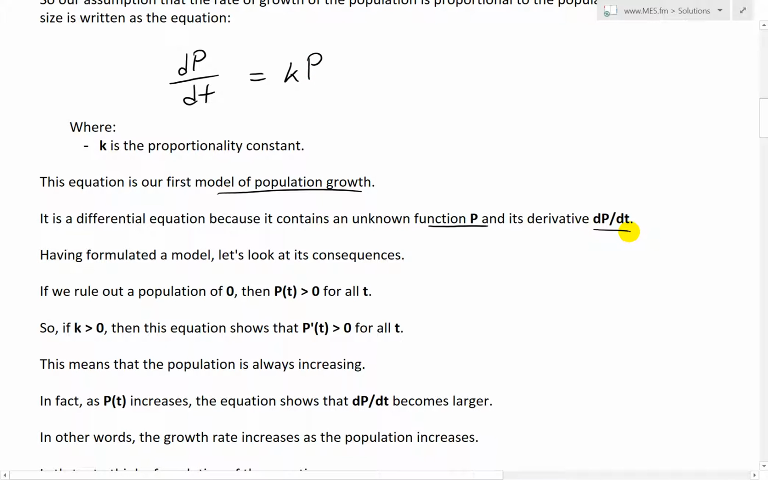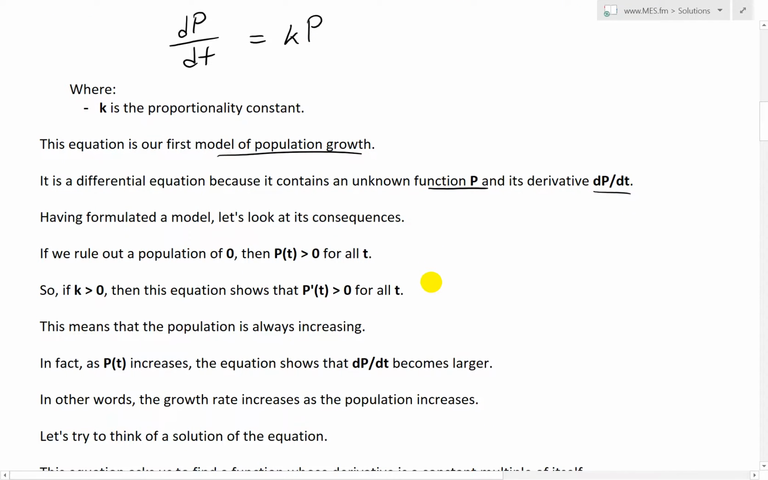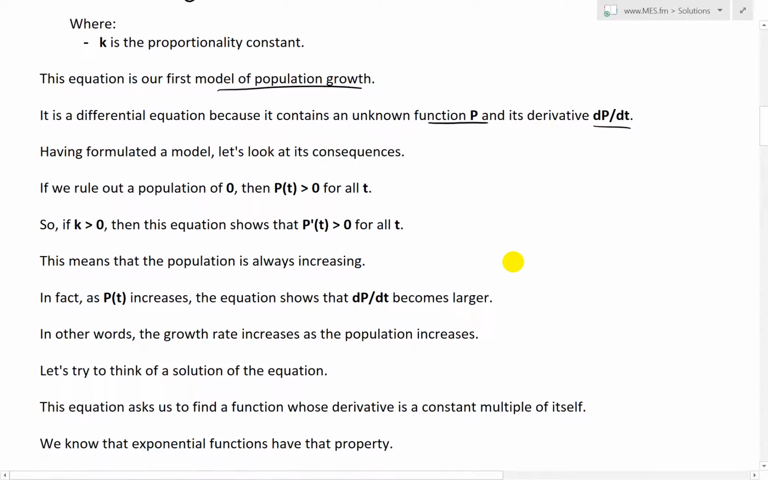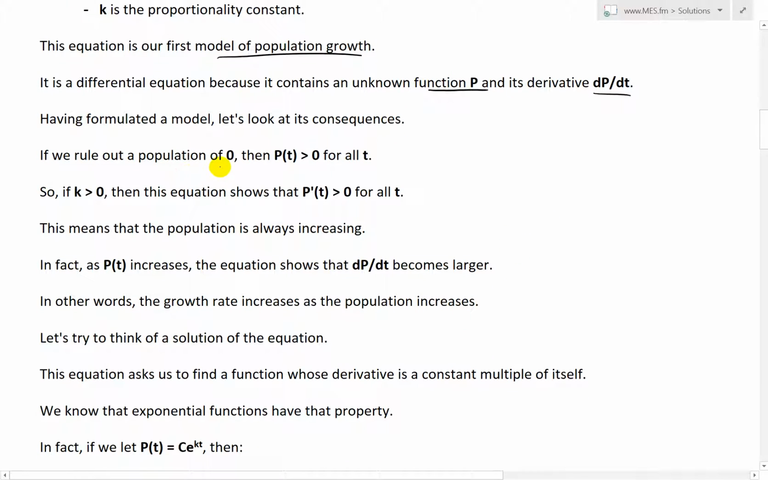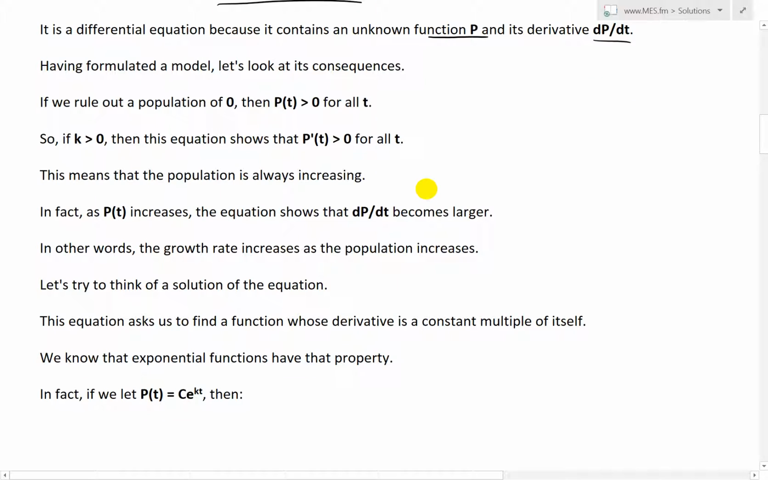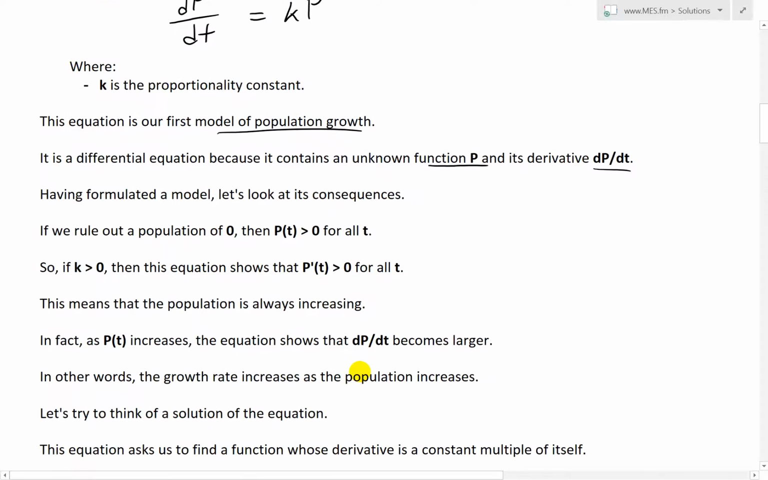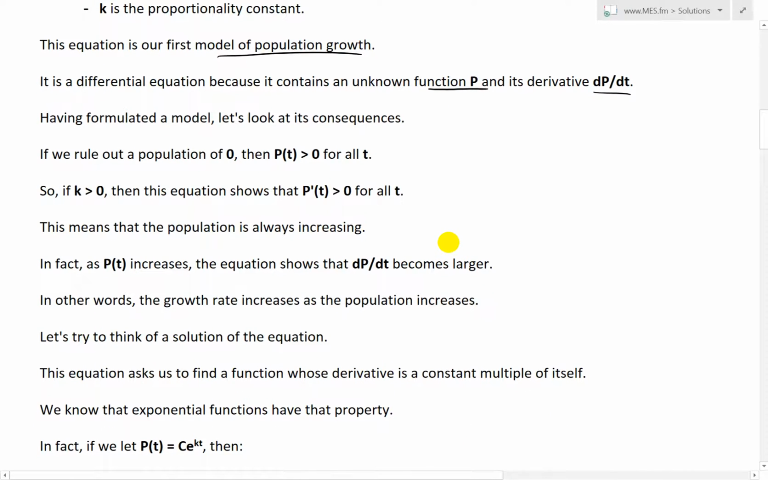So this is a differential equation. Now that we've formulated this model, let's look at its consequences. If we rule out a population of 0, because we have nothing, it's not going to replicate, then basically the population is going to be greater than 0 for all time t. So we're not going to have a negative population. That doesn't make physical sense.